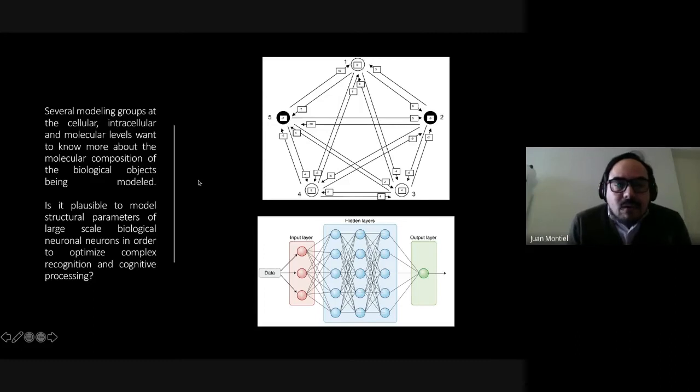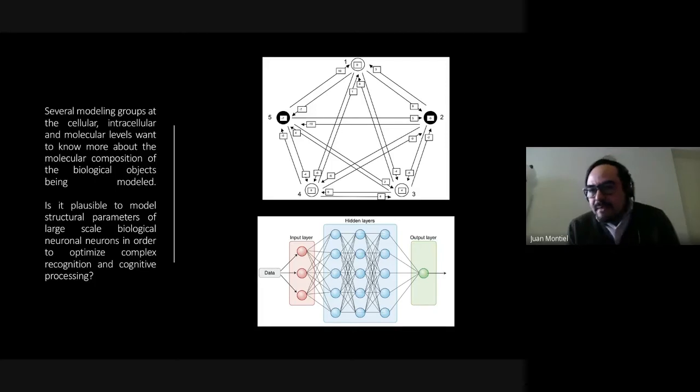So my question, after we can see that we can increase the computational abilities by improving the control of the proliferative regions: it is plausible to model structural parameters of large scale biological neural networks in order to optimize complex recognition and cognitive processes. So basically, can we go for networks more similar to biological networks?